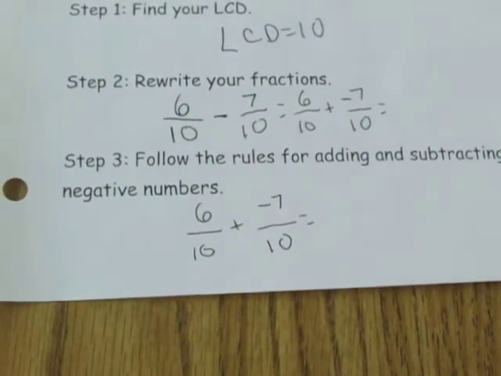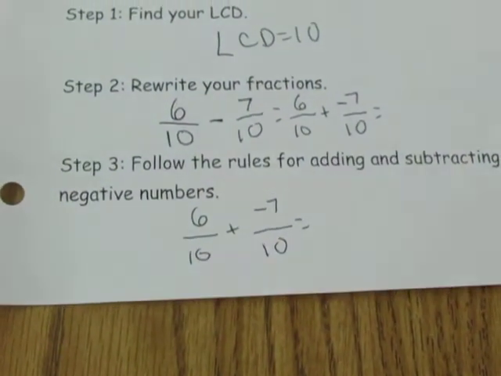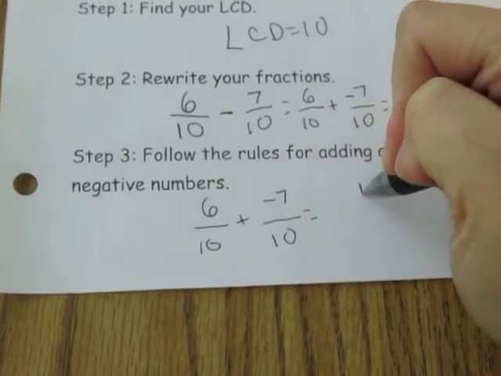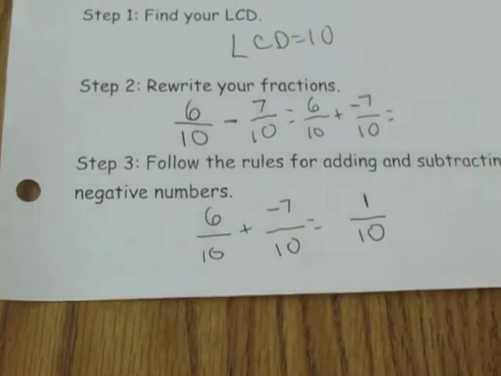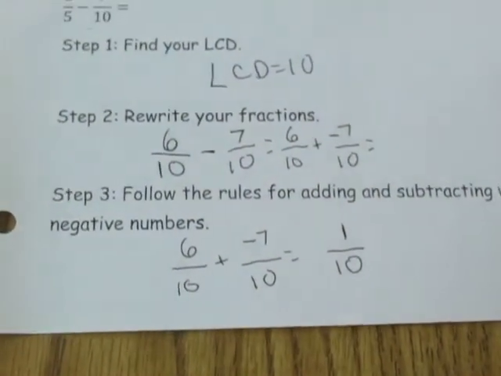So you think, well, what's 7 minus 6? 7 minus 6 is just 1. So it's going to be 1 over 10. But I'm not finished yet. I got to figure out what my sign is going to be.